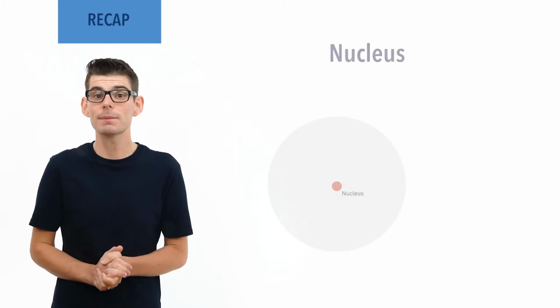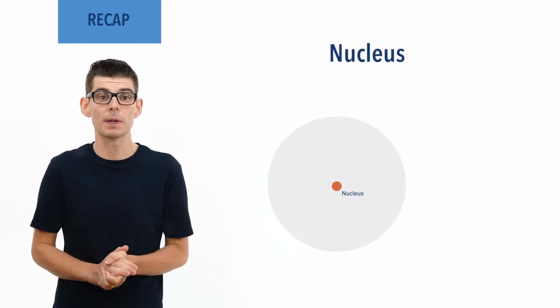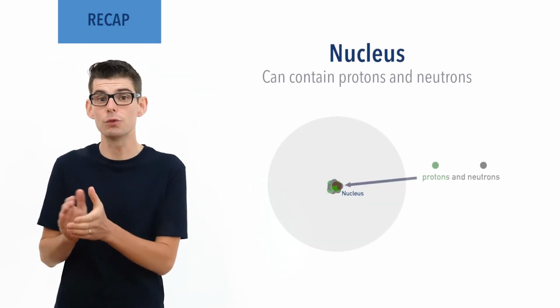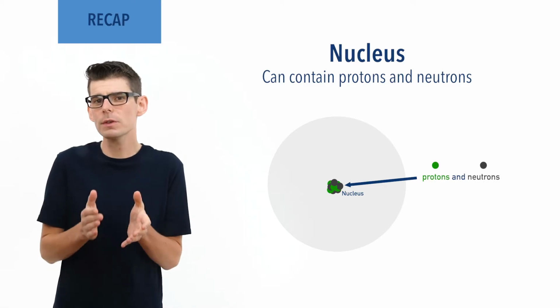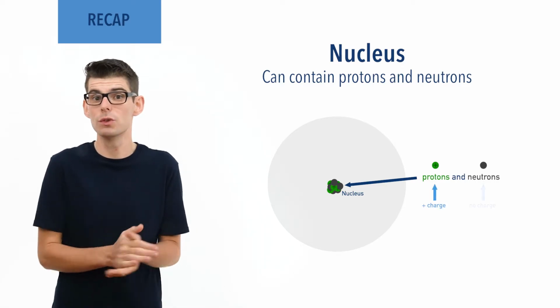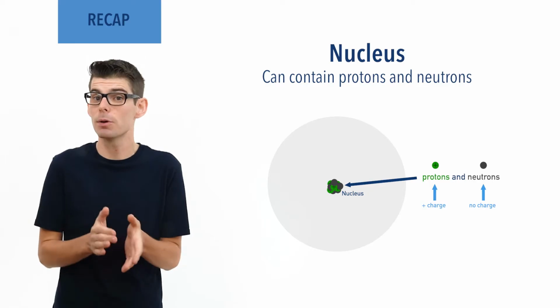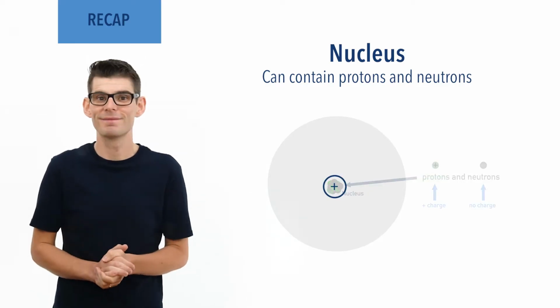Before we talk in detail about Carbon NMR spectroscopy, there are a few essential ideas you need to be comfortable with. The nucleus of an atom contains two types of subatomic particle, protons and neutrons. As protons are positively charged and neutrons are neutral, the nucleus of an atom is positively charged overall.